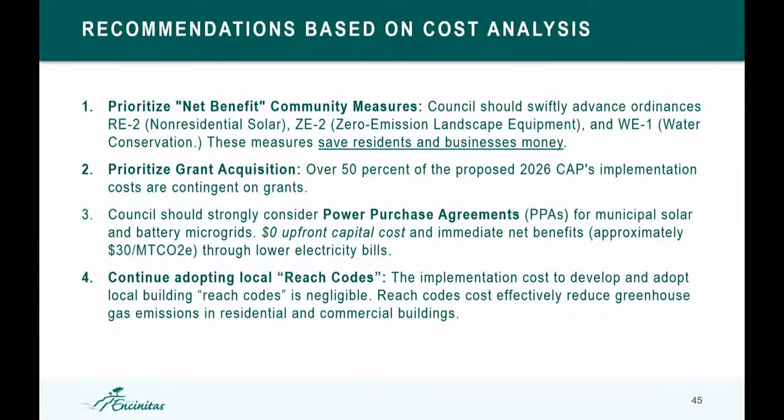So based on both of these cost analyses, there are several recommendations to consider. First is to prioritize community measures with a net benefit. So council should consider advancing ordinances related to non-residential solar, zero-emission landscape equipment, and water conservation, as these measures save residents and businesses money. The second is to prioritize grant acquisition. We saw in that pie chart that the big blue portion represents over 50% of the proposed 2026 CAP implementation costs, and those are contingent on grant funds.